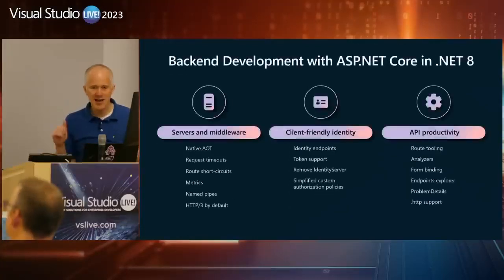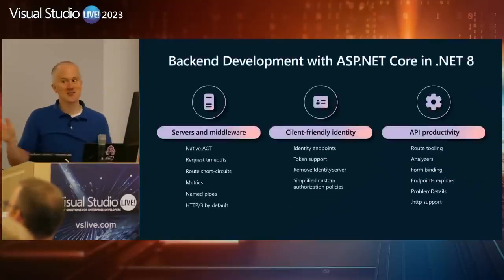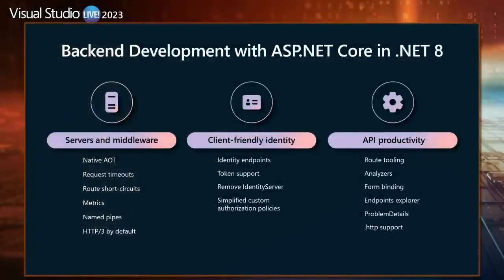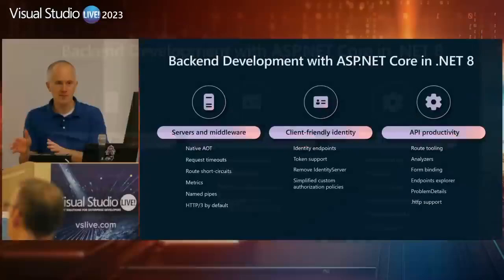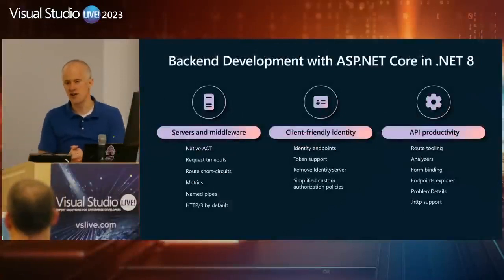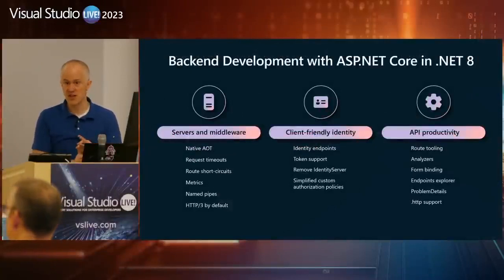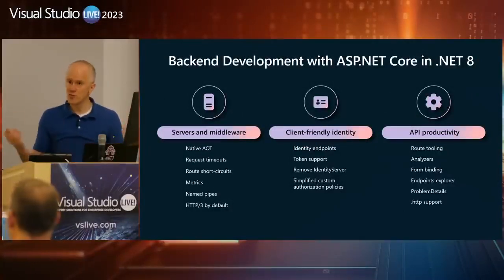If you're a backend developer, there's lots of great stuff in ASP.NET Core in .NET 8 as well. On the server side development, we are on a journey now to enable full native AOT for ASP.NET Core apps. In .NET 8, we're targeting minimal APIs, where you can take your code and completely pre-compile it for the architecture that you're targeting, get much better memory characteristics, smaller deployment sizes, much faster startup times, new middleware for request timeouts and short circuits.